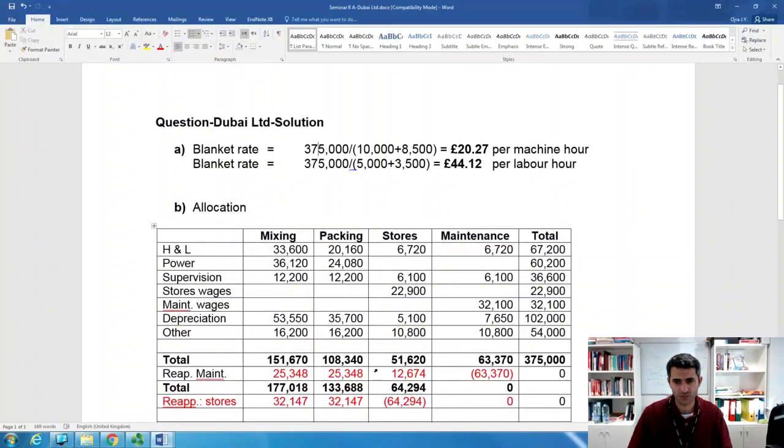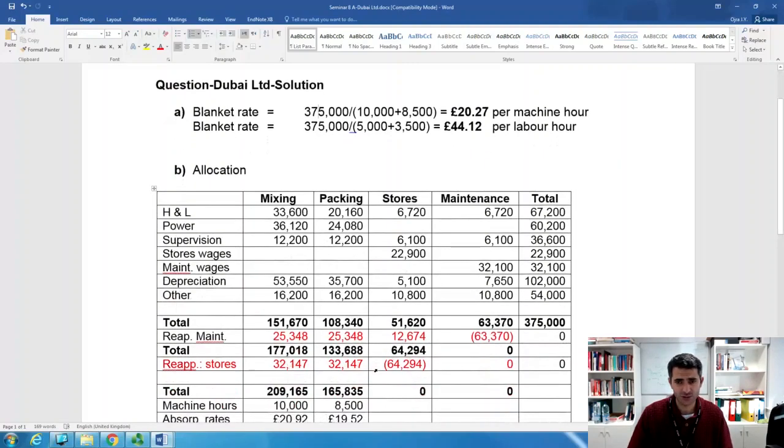So yeah, that's all for the question Dubai Limited. So again, the key is to practice, and the key is to understand the math, right?